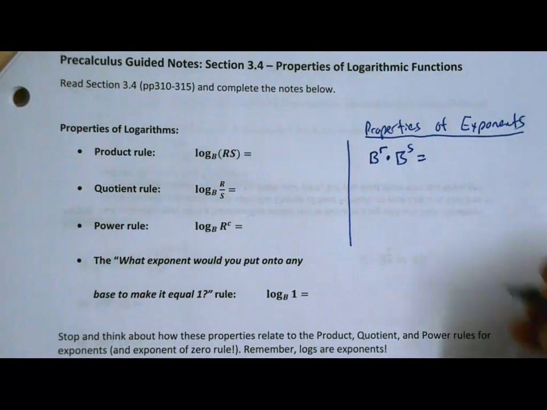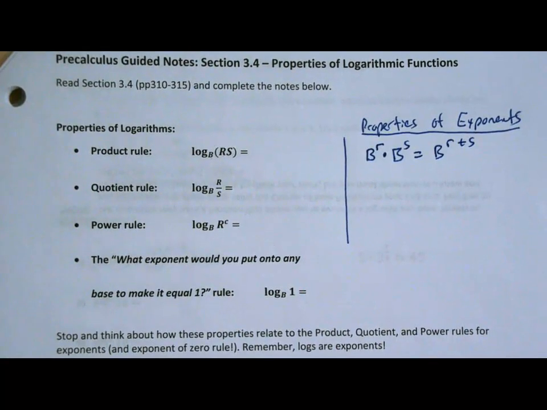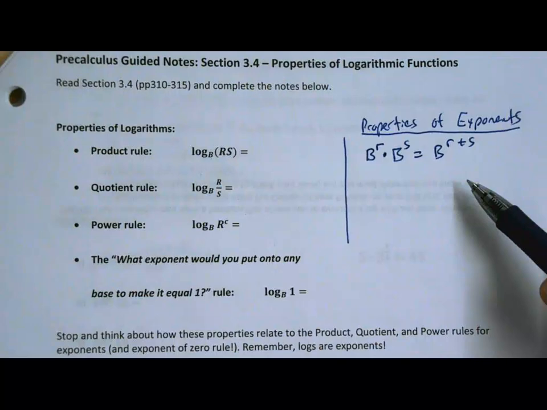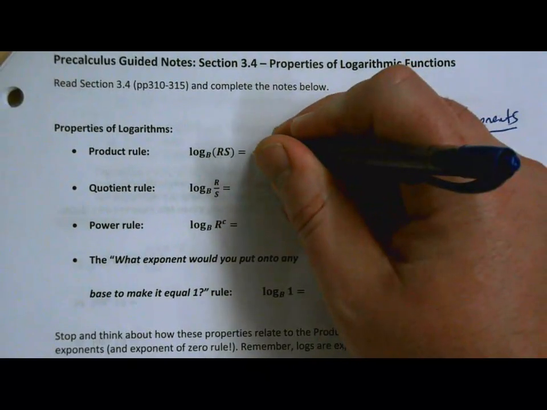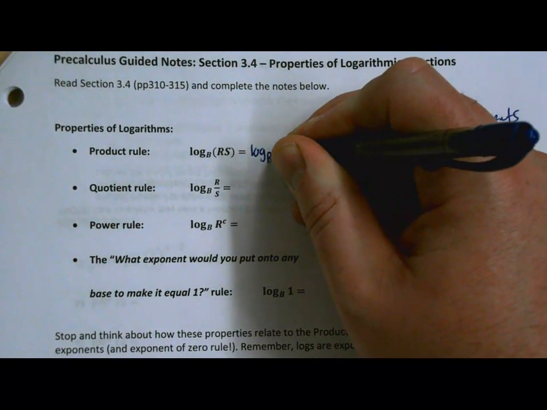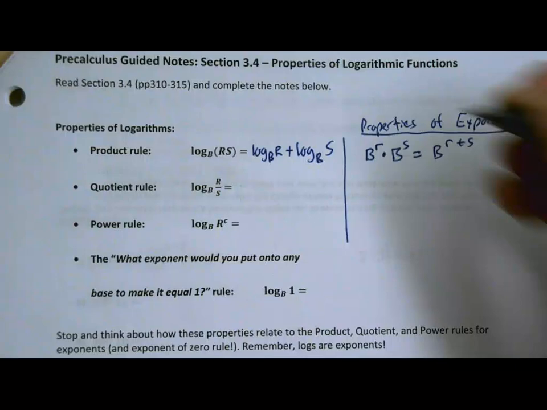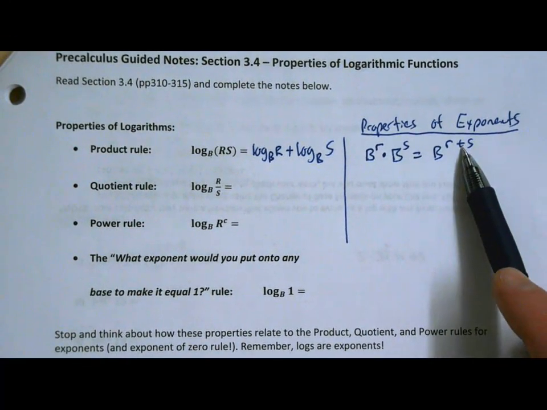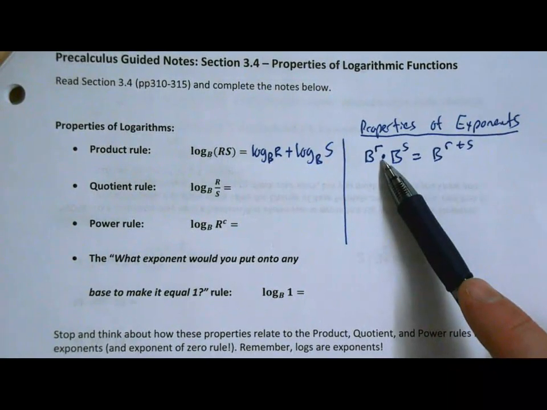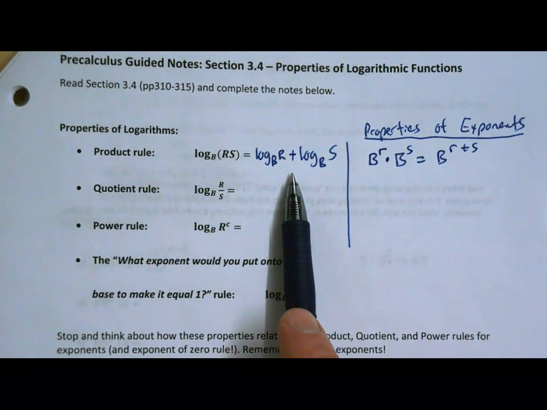You add them. That would just be b to the r plus s. We're adding the two exponents together here, right? Well, remember, logs are exponents. So if we're adding two exponents, then we're going to be adding two logs. So this is going to be the log base b of r plus the log base b of s. So we know we add exponents when we're multiplying. Can you see the connection between multiplication and addition here as well? It's the same rule, just in log format.